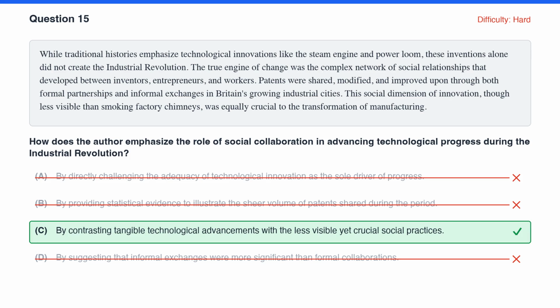The passage sets tangible images like smoking factory chimneys and famous machines against the less visible but equally crucial network of shared patents and informal exchanges. This explicit contrast between what is seen and what is unseen is precisely how social collaboration is elevated.